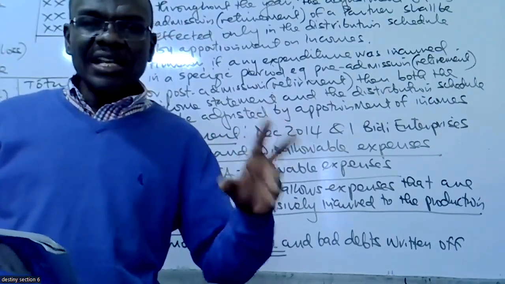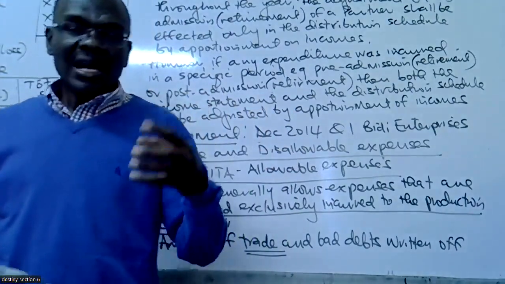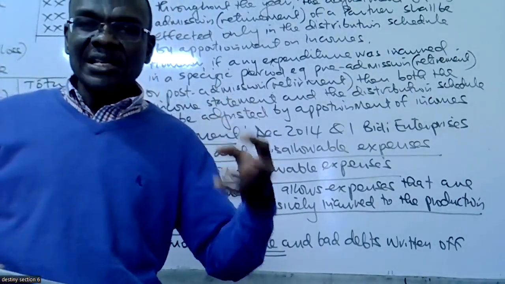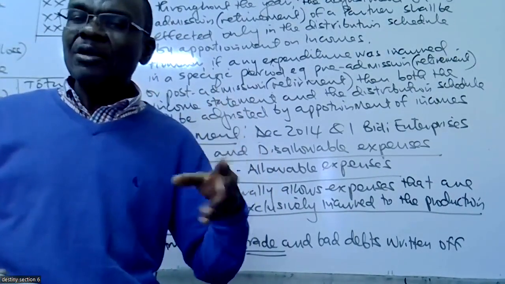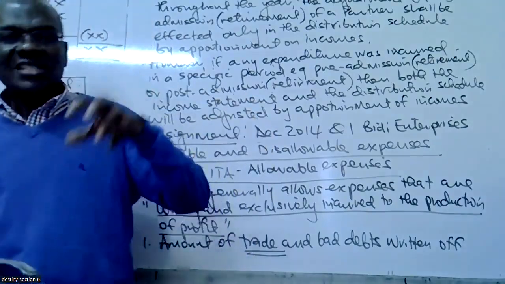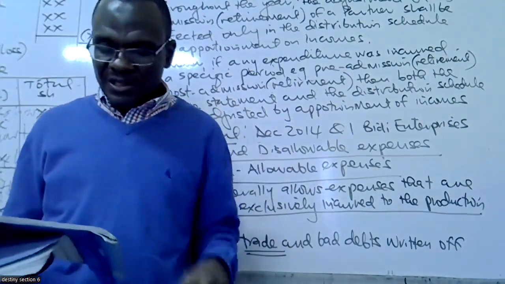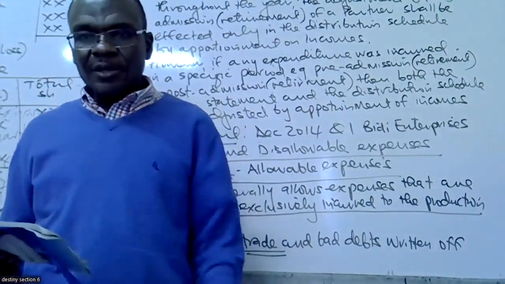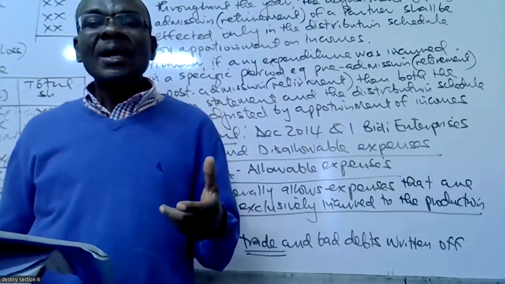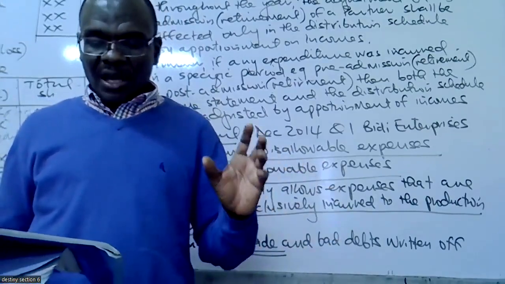And D, legal expenses incurred in listing the shares of a company at the Nairobi Stock Exchange, NSE, for the first time. So if shares are being listed for the very first time, the legal costs incurred for listing those shares will be allowed. So that was number 6. Legal expenses that are specifically allowable in as far as allowable expenses for tax purposes are concerned.